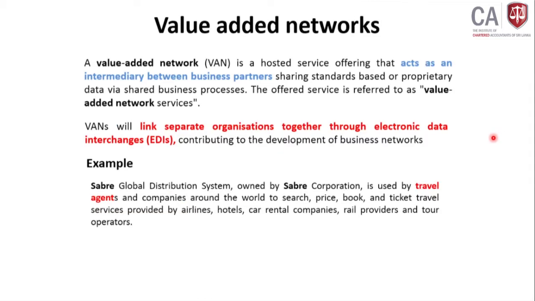Value added network. What are those value added networks? It is a network that adds value to your production process, the business process. A value added network is a hosted service that acts as an intermediary between business partners, sharing standard based or proprietary data via shared business processes. The first service is referred to as value added service. WAN will link separate organizations together through electronic data interchange.